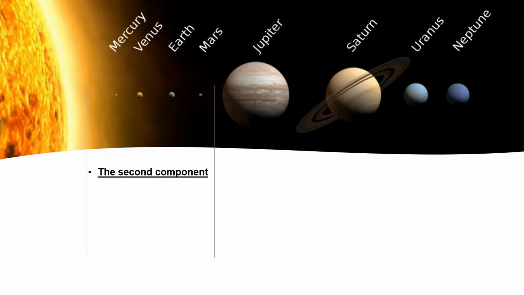The second component is the terrestrial planets, and there are 4 terrestrial planets. In first order is the planet Mercury, second is Venus, third is the planet Earth, and also the planet Mars in the fourth order.